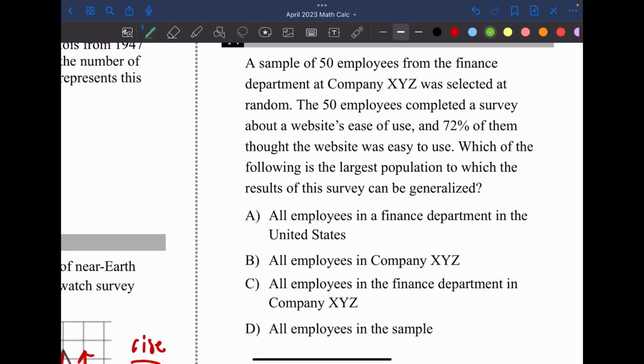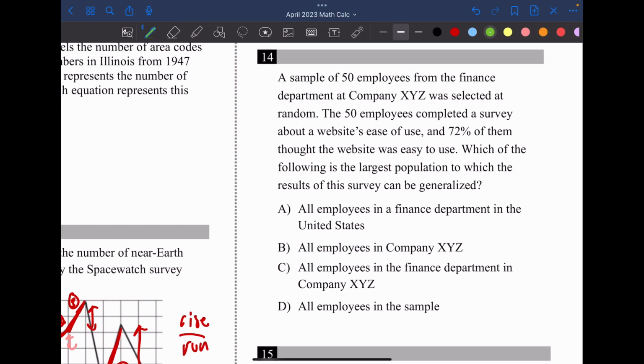Question number 14. A sample of 50 employees from the finance department at company XYZ was selected at random. So this is kind of garbage. We don't really care about this too much, but I'm just going to leave it for now.